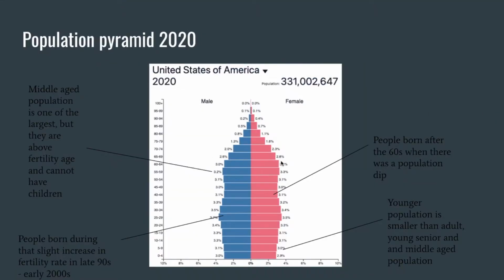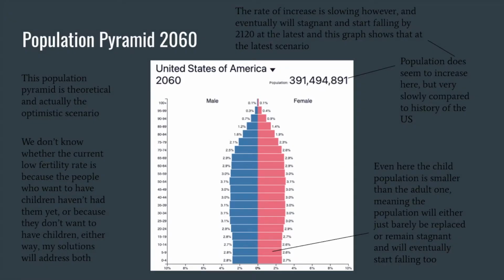In 2020, the middle-aged population was one of the largest. This is not a good thing because they can't have children. Here are those people born during that slight increase in fertility rate during the late 90s and early 2000s. Unfortunately, the child population is smaller than the adult population, meaning they won't be able to replace them unless this generation here has children. This is an optimistic scenario of 2060.